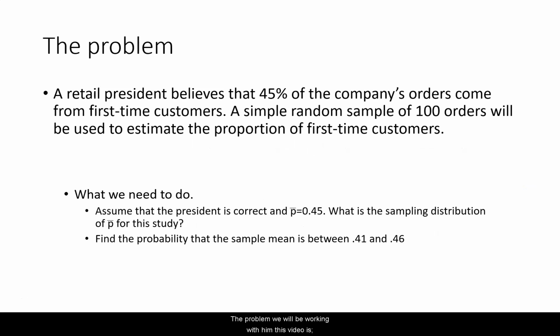The problem we will be working with in this video is, a retail president believes that 45% of a company's orders come from first-time customers. A simple random sample of 100 orders will be used to estimate the proportion of first-time customers. So what we need to do is assume that the president is correct and p does equal 0.45. The problem will ask us to find the sampling distribution of p bar for this study. And secondly, we need to find the probability that the sample proportion is between 0.41 and 0.46.